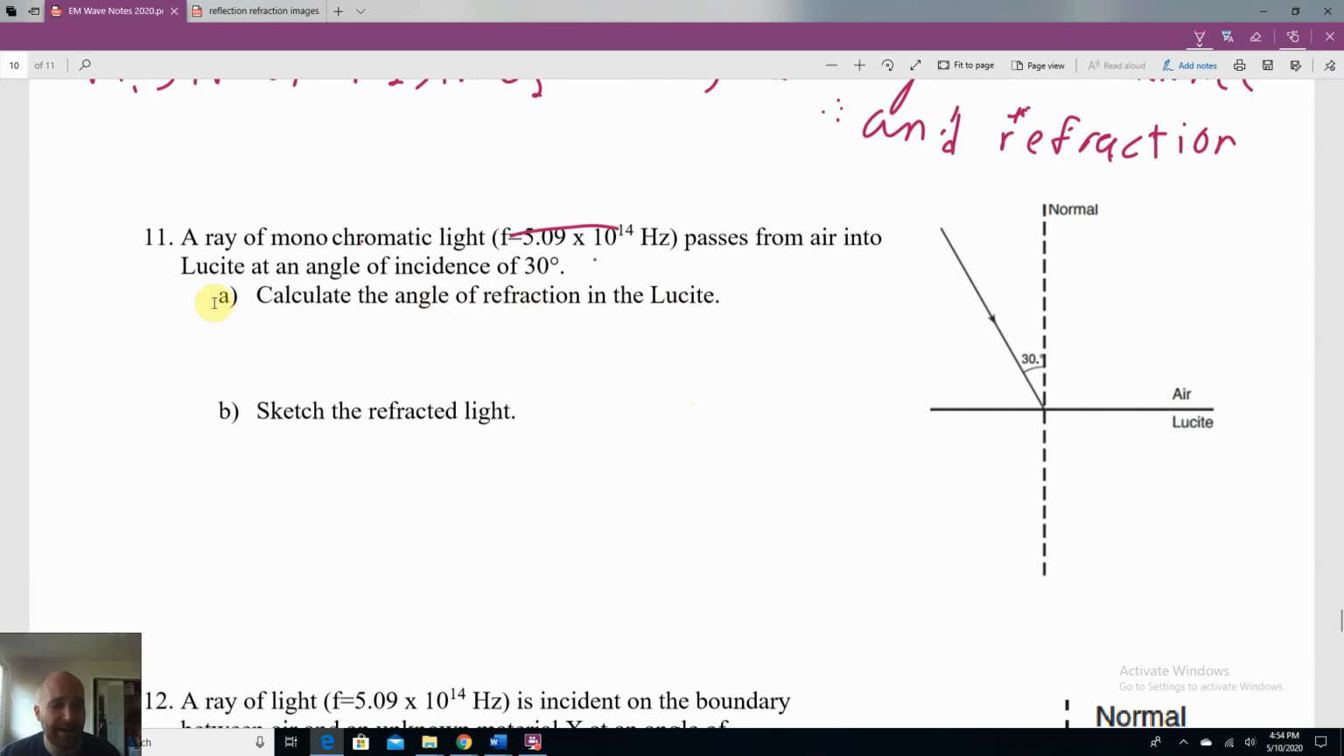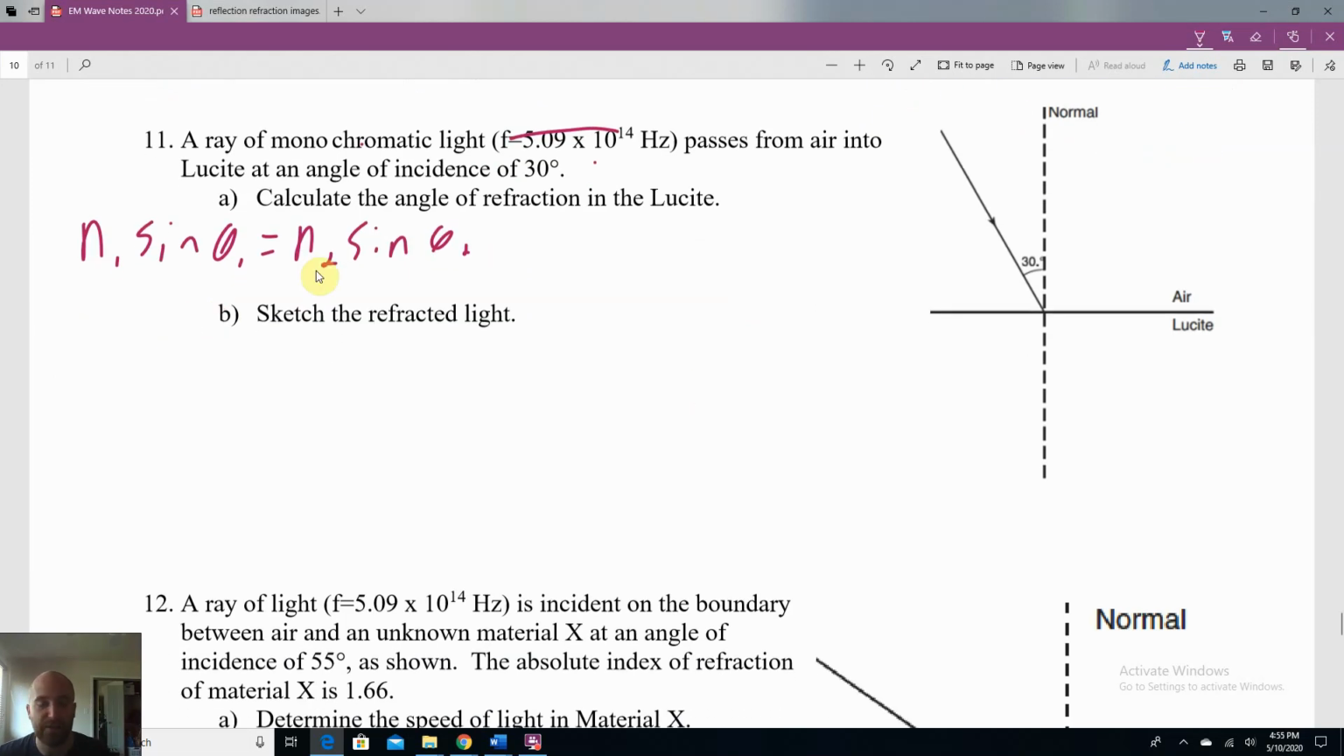Anytime we're doing this refraction stuff, it's going to be Snell's law: N1 sine theta 1 equals N2 sine theta 2. Every time it's this physical thing, this is the equation, so you'll always know where to look. Material number 1 is going to be air, and material number 2 is going to be lucite. Everything with the 1 subscript is going to be in the air. So N1 is the index of air, and theta 1 is the angle in the air.